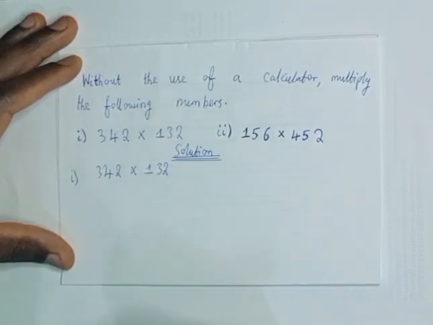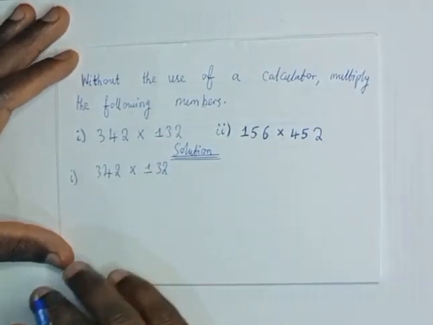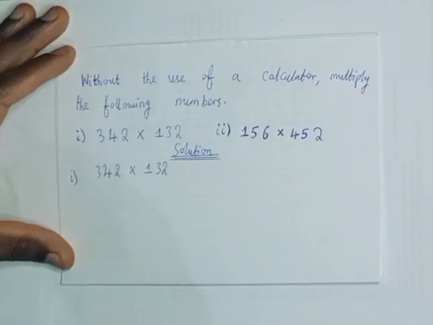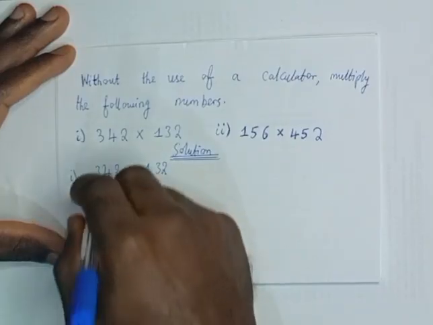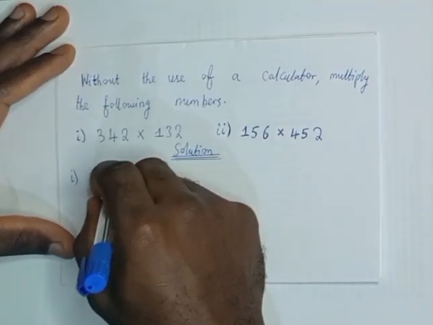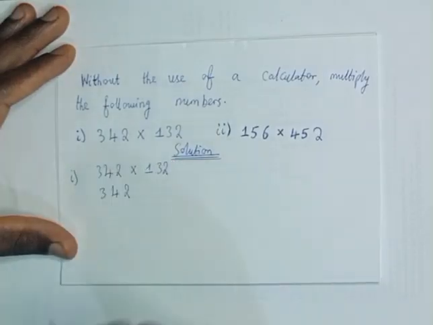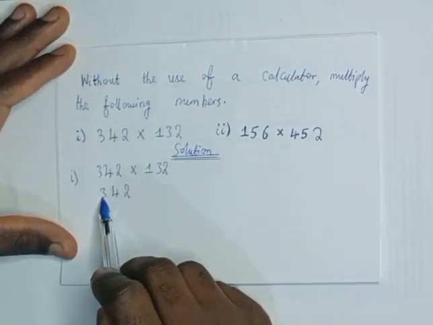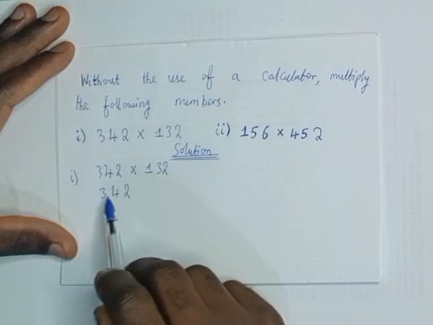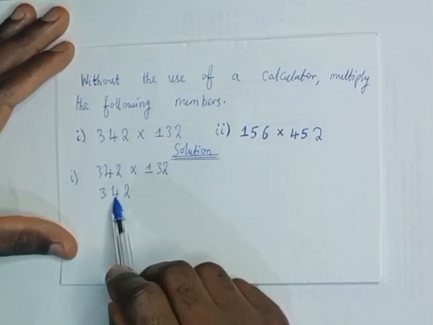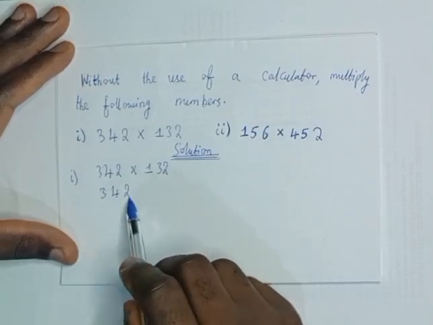132. For us to multiply these two numbers without the use of a calculator, first thing we are going to start by arranging the two numbers in such a way that the digits with the corresponding place values in the two numbers are vertically aligned. We start by writing down the first number, 342. 3 has a place value of hundreds, 4 has a place value of tens, and 2 has a place value of units.